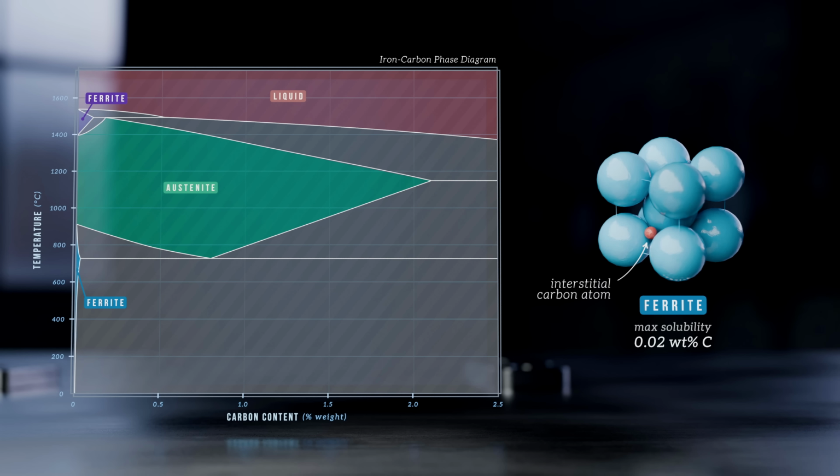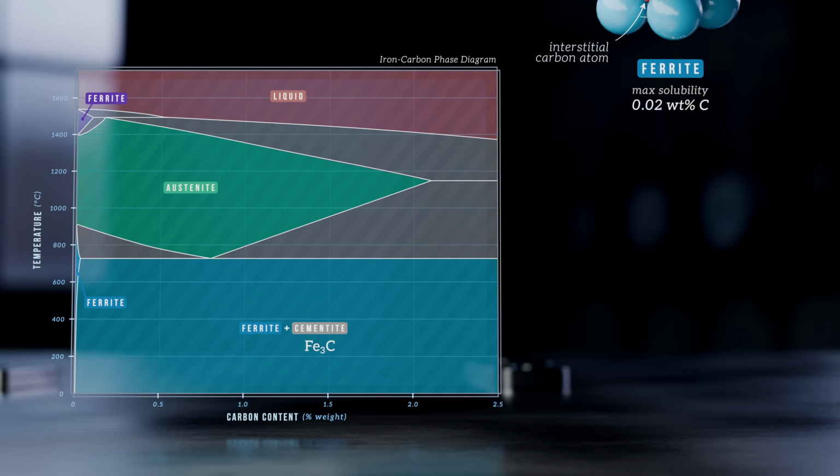If the alloy composition contains more carbon than the ferrite can handle, the excess carbon atoms have to go somewhere. So a new phase called cementite forms alongside the ferrite. Cementite is a hard, brittle compound made up of 1 carbon atom for every 3 iron atoms.